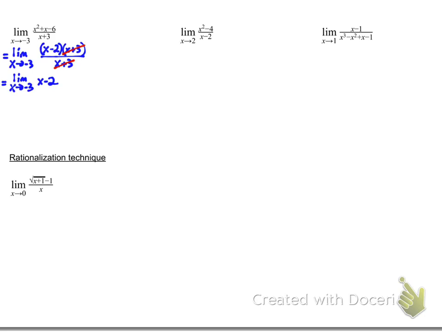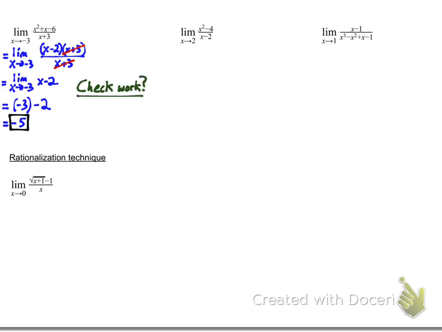Those two functions' limits are the same, which is why we're allowed to divide that out. And now, because it's a nice continuous function, we can plug in -3, and we get -3 minus 2, which is -5. I want you guys to notice one more thing before we go on to the other one.